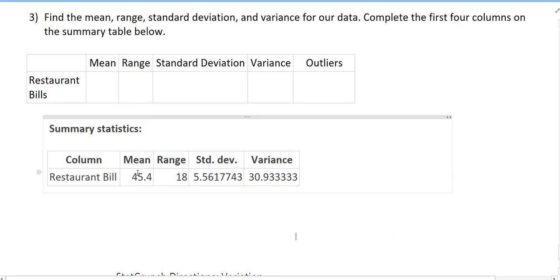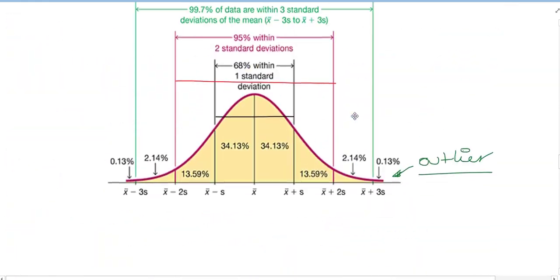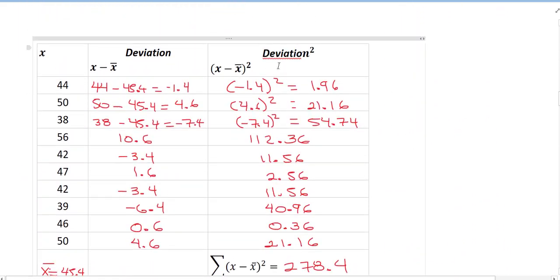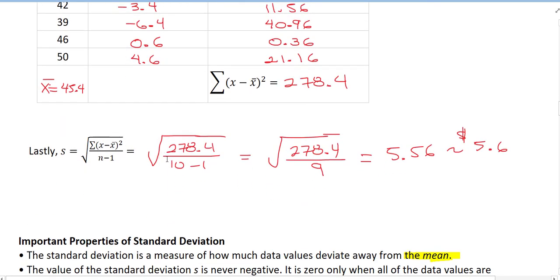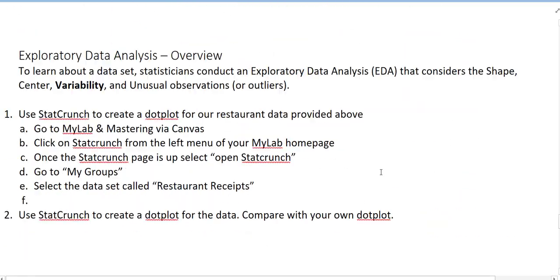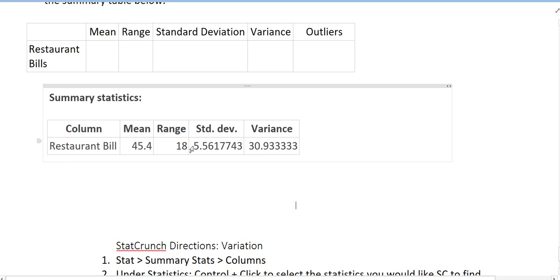Notice that these three we had found by hand. Remember how we found the standard deviation in the prior video? That was all the work over here that we did, finding the deviations, then squaring them, then adding them all up, dividing by 9, and then taking the square root. So that's how we found the standard deviation. But with StatCrunch, we just put the data into StatCrunch and we are able to find it. We've got the exact same value.